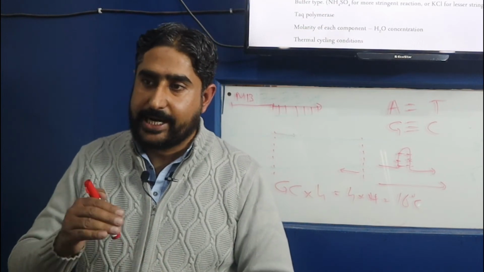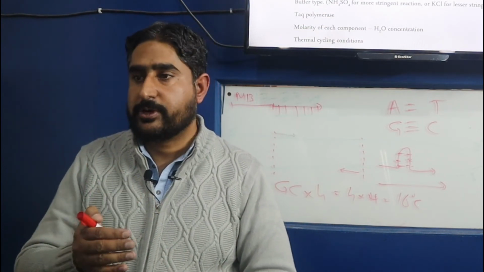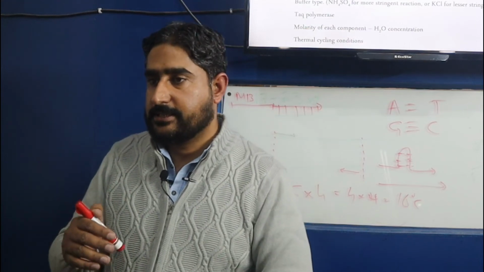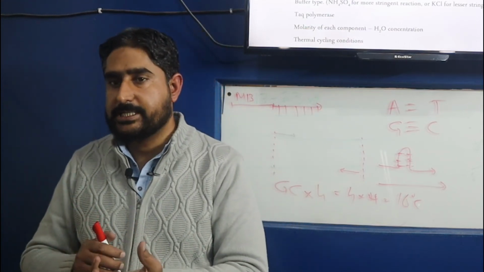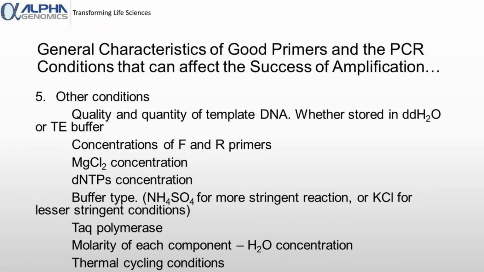So we need to add a certain amount of magnesium chloride which is higher than the chelating capacity of EDTA already available in the template DNA, and the extra magnesium ions available during the PCR reaction will be used as cofactors for DNA polymerases for amplification reactions. So it's important to have an appropriate concentration of magnesium chloride.